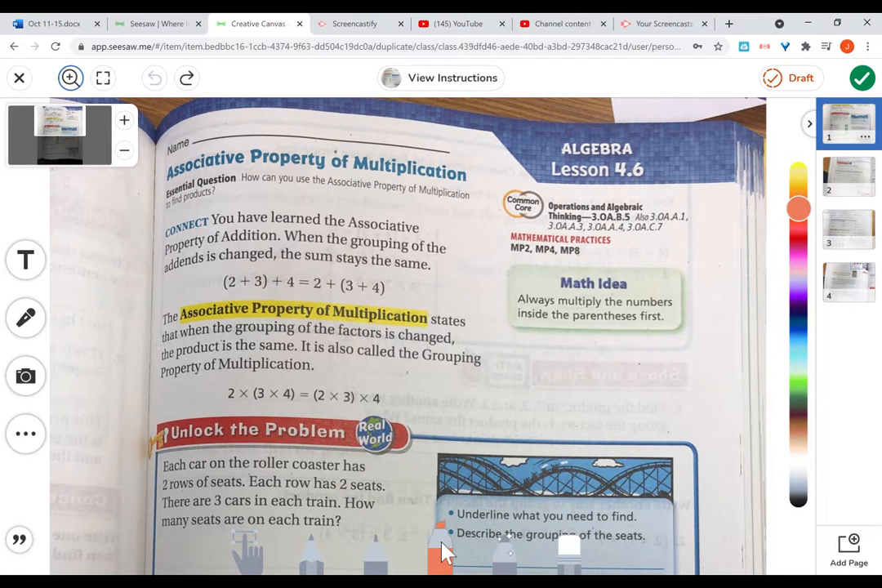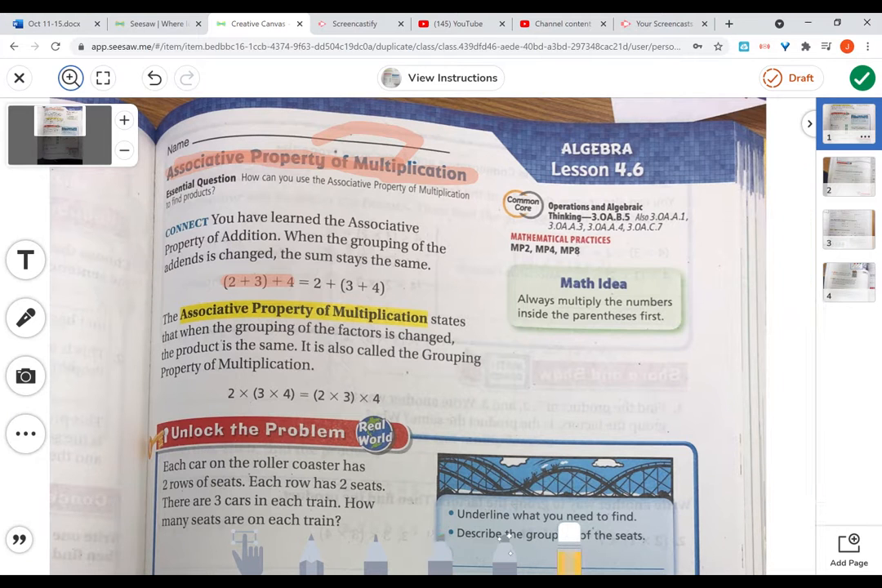This is just a quick overview of 4.6. The biggest thing that we had talked about was the associative property of multiplication. When you look down here at this particular problem, you're going to see that you're multiplying with three numbers. When you see three numbers, that's going to be a huge indicator that we're talking about the associative property of multiplication in comparison to our other properties.